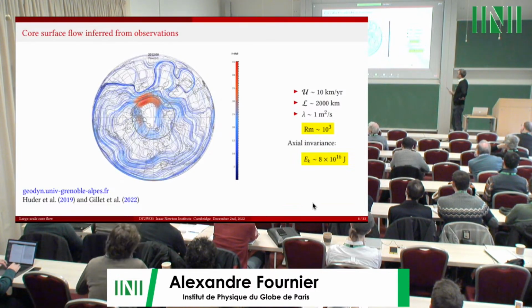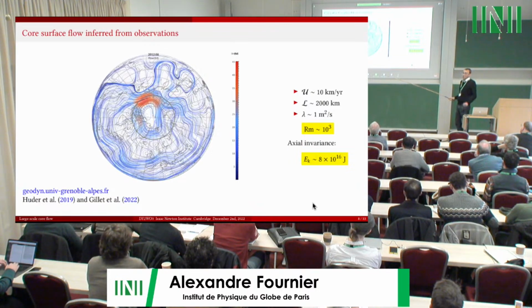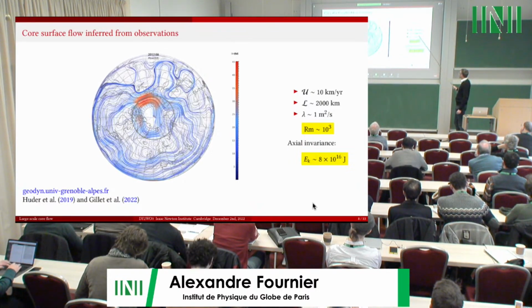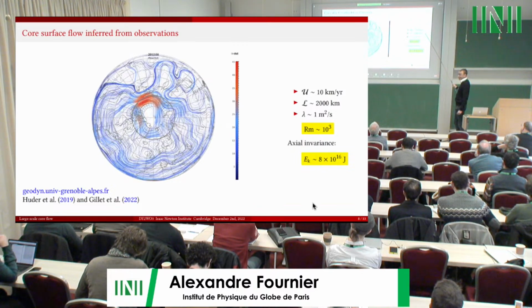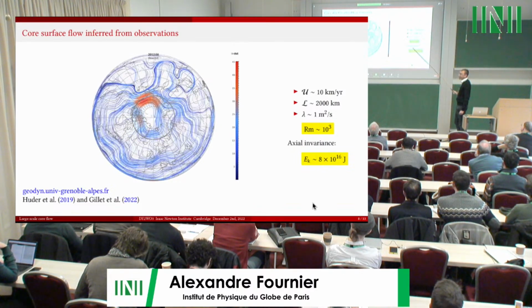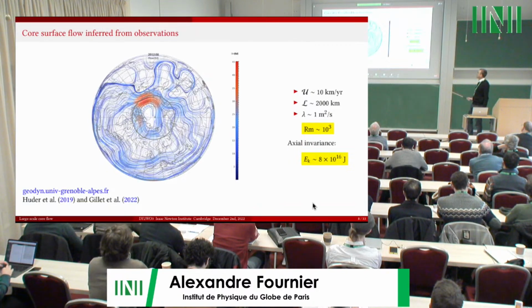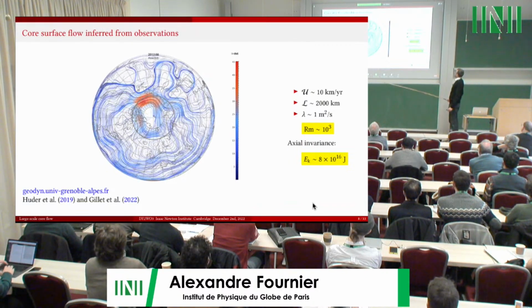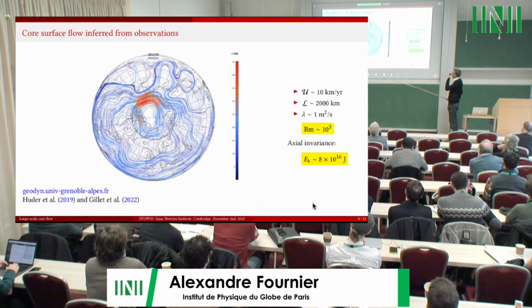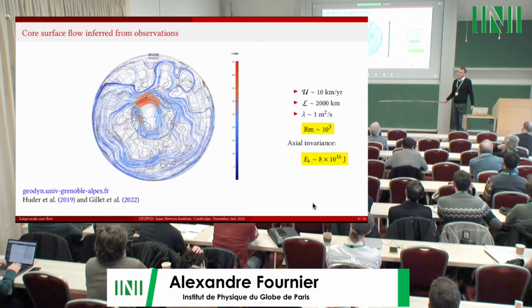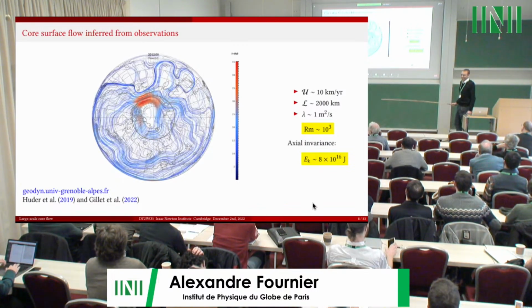We can take 10 kilometers per year as the root mean square flow speed, with a large length scale of 2,000 kilometers, with a standard value for the magnetic diffusivity of 1 meter squared per second, and we find why it is so nice to look at the geodynamo rather than the solar dynamo. We find the magnetic Reynolds number equal to 1,000.